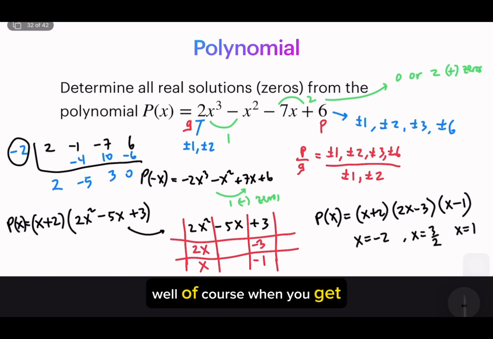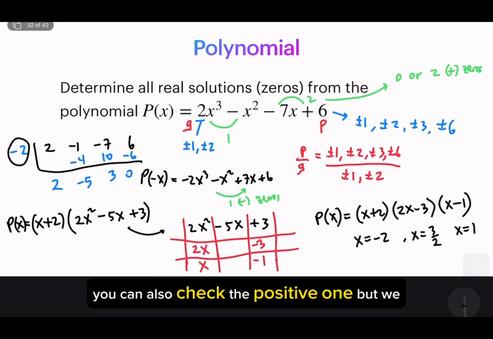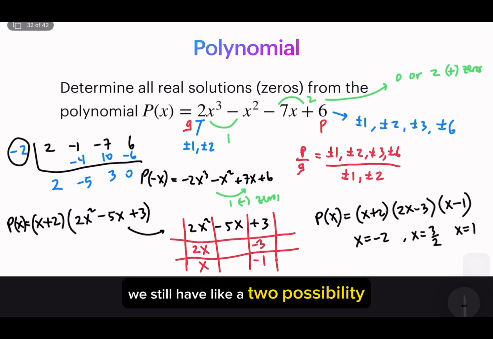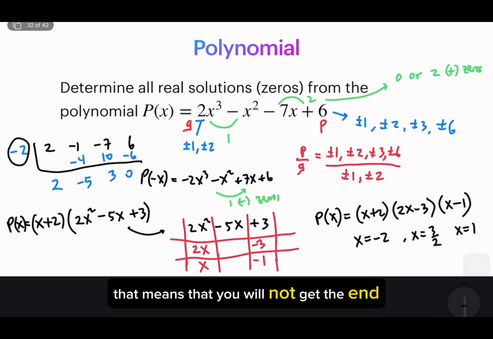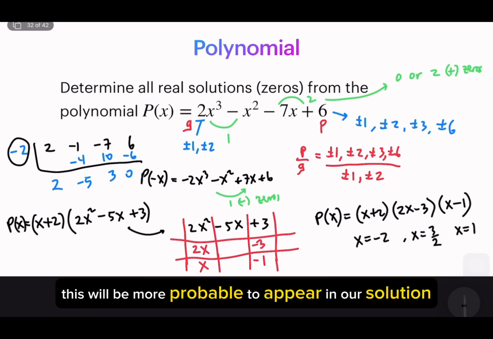Of course, when you get positive and negative 0, you can also check the positive one, but we still have a 2 possibility. If, for example, there is no real 0, then you will not get anything. But I choose this negative 0 because statistically it is more probable to appear in our solution.